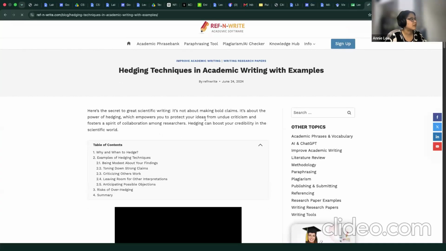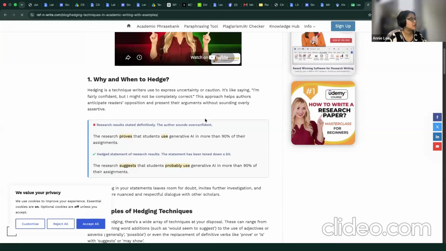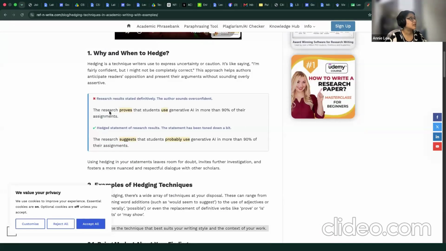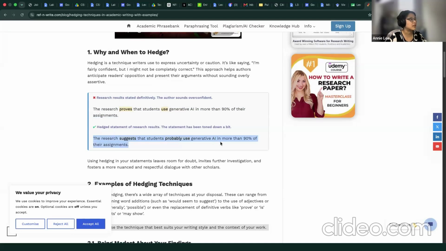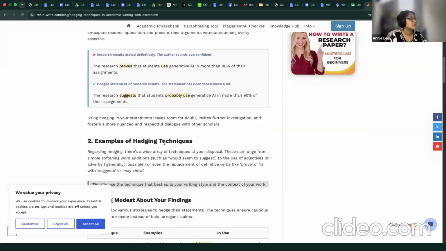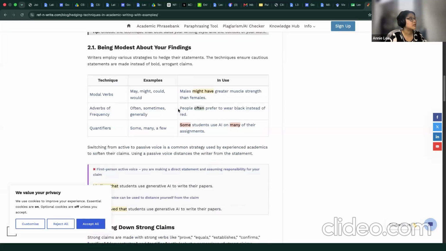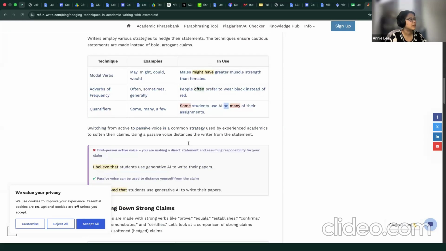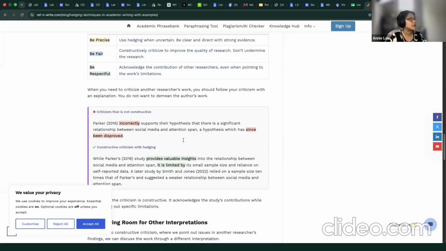So here's hedging, right? So the research proved that students use generative AI in more than 90% of their assignments. Versus: the research suggests that students probably use generative AI in more than 90%. So, suggests, probably. Yeah, so there's might have, often, some, many. So, modal verbs, often, frequency verbs, quantifiers, some, many. So there's a bunch of examples here.